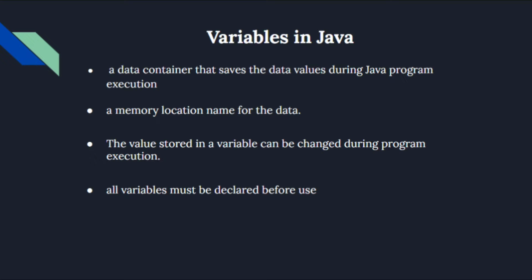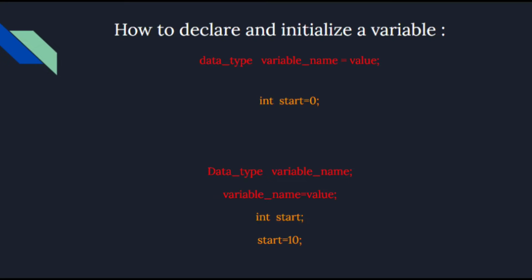All variables must be declared before use. Now, to declare and initialize a variable, you can follow two syntaxes. One is you can initialize a variable with a value at the time of declaring it. And the second one is to initialize the variable during program execution. Data type variable name equals value. Value is optional here because, in Java, you can declare the variable first and then later assign the value or initialize it. For example, int start.